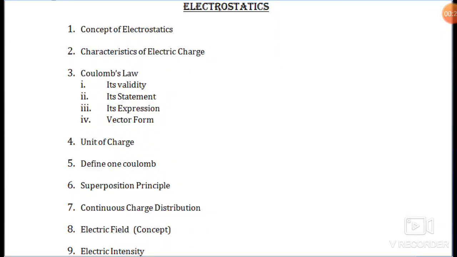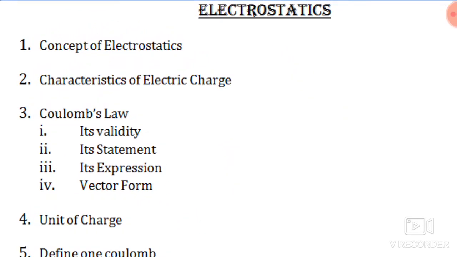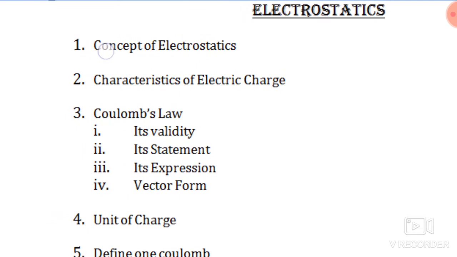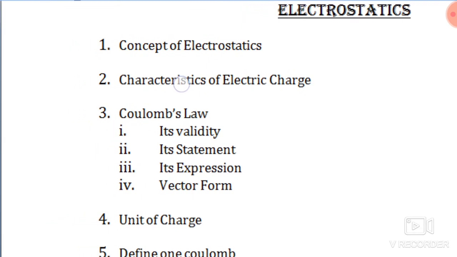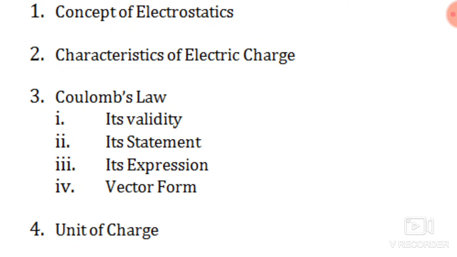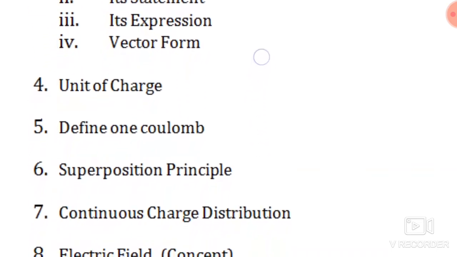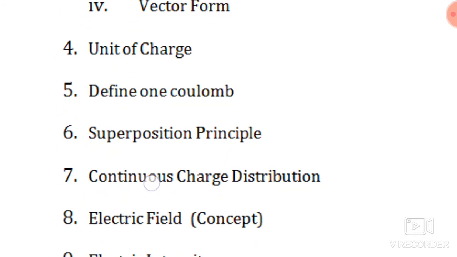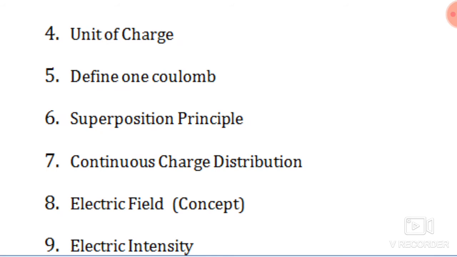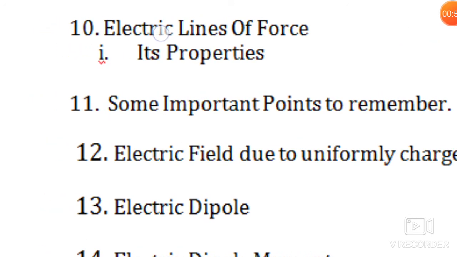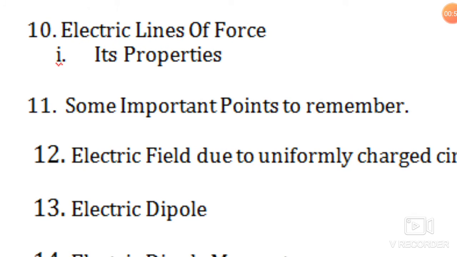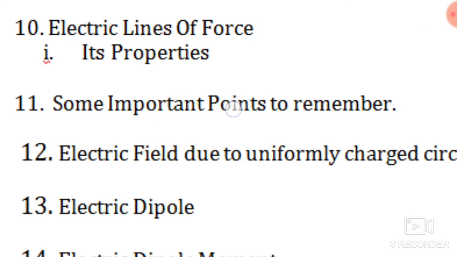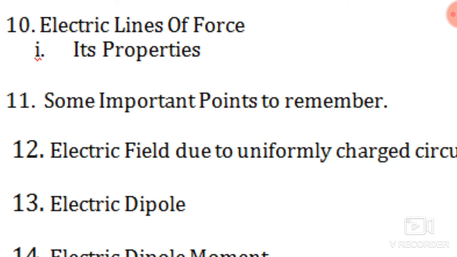Today I am going to discuss 10 points of electrostatics. First, concept of electrostatics; second, characteristics of electric charge; third, Coulomb's law; fourth, unit of charge; 5, define 1 coulomb; 6, superposition principle; 7, continuous charge distribution; 8, electric field concept; 9, electric intensity; 10, electric lines of force and its properties; and last, some important points to remember. So let's start with point number 1.